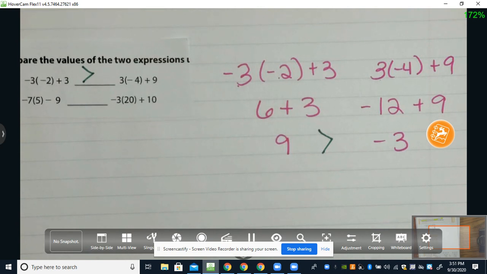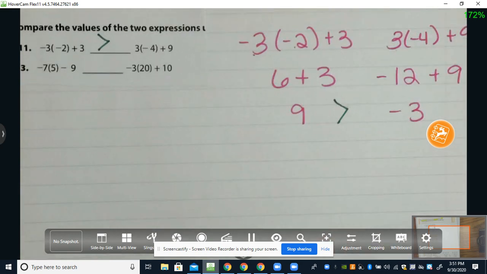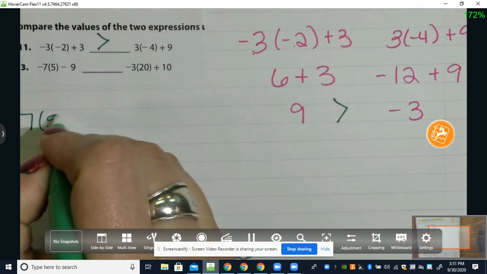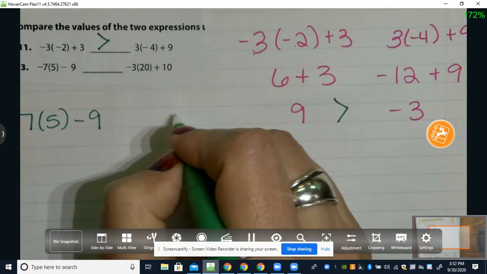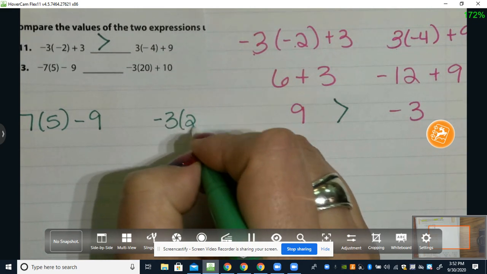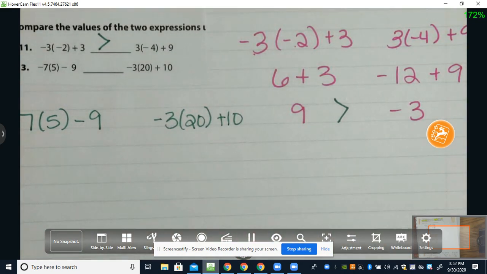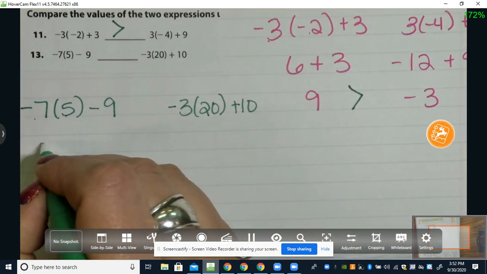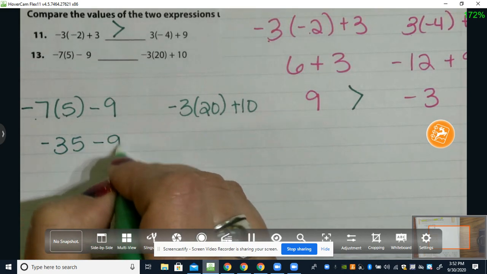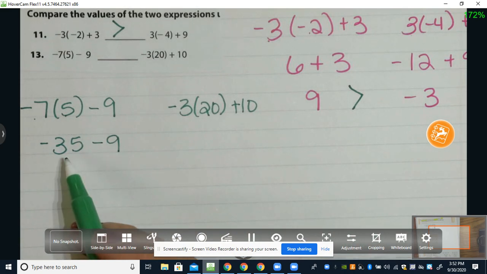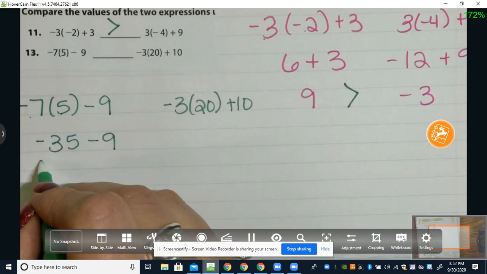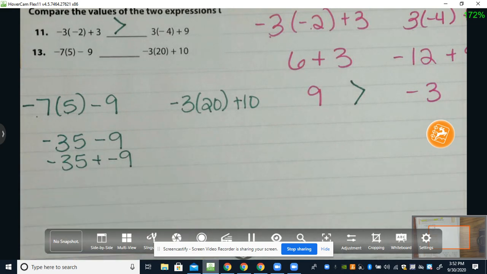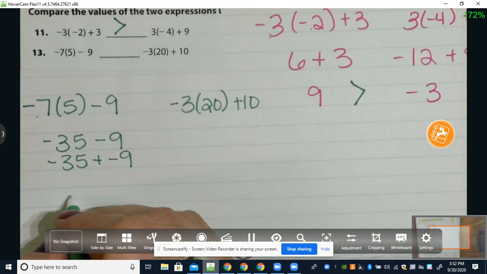Okay? Now, our last one that we're going to do here, we're going to compare these two. So we have negative 7 times 5 minus 9 compared to negative 3 times 20 plus 10. If I multiply negative 7 times 5, I get negative 35 minus 9. Negative 35 minus 9 is the same as saying negative 35 plus a negative 9. So I have the same sign, so I'm going to add and keep, so then I get negative 44.